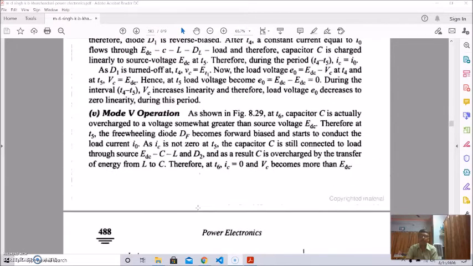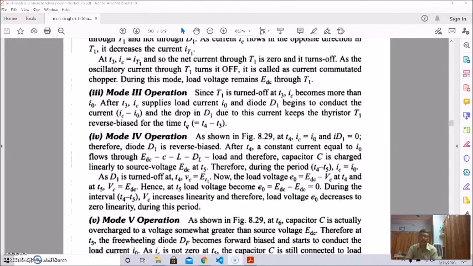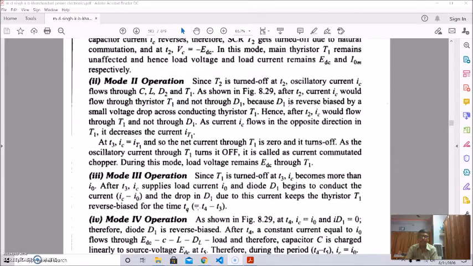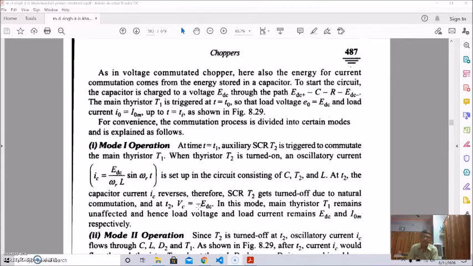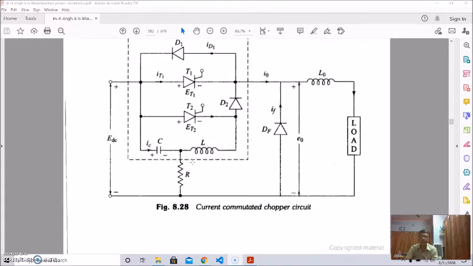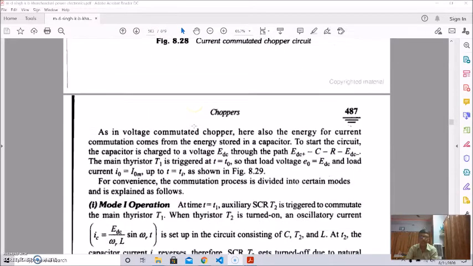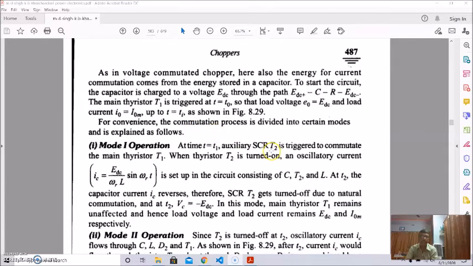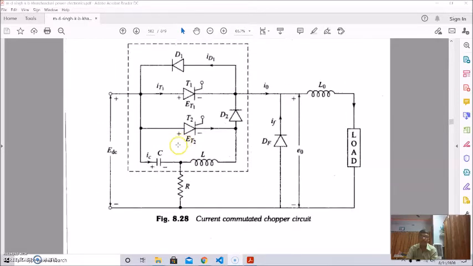Now the modes of operation will be discussed. For convenience, the commutation process is divided into certain modes and explained. In mode 1, at time t equal to t1, the auxiliary thyristor T2 is triggered to commutate the main thyristor T1, which is in conduction.